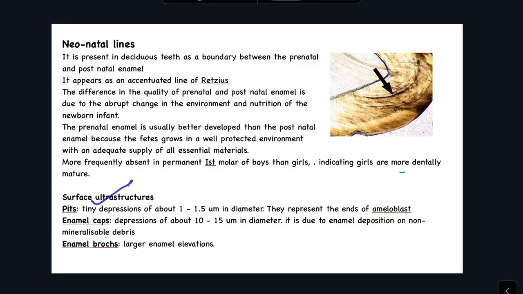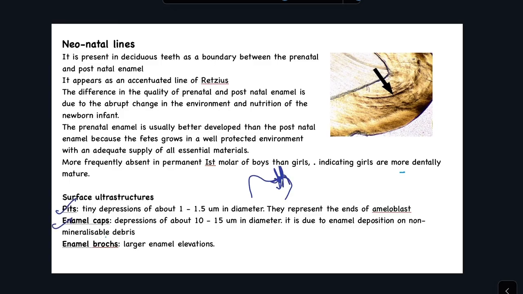Now, surface ultrastructures. What are other surface ultrastructures of the enamel? There are pits, enamel caps, and enamel brush. What are pits? These are tiny depressions of 1 to 1.5 micrometers in diameter. They represent the end of the ameloblast. Okay, so if a tooth was being formed, and then towards the end there was this ameloblast, and it was over here, so this convexity that stayed on the outer surface of the tooth formed the pit.